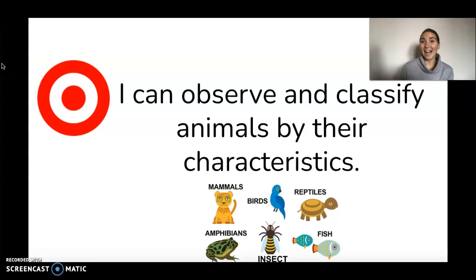Scientists. Today, our target skill is I can observe and classify animals by their characteristics. Today, we are going to take a closer look at animals and we are going to put them into groups. We are going to classify these animals by how they are the same and how they are different. Today, we are taking a look at 6 different groups or classifications of animals.